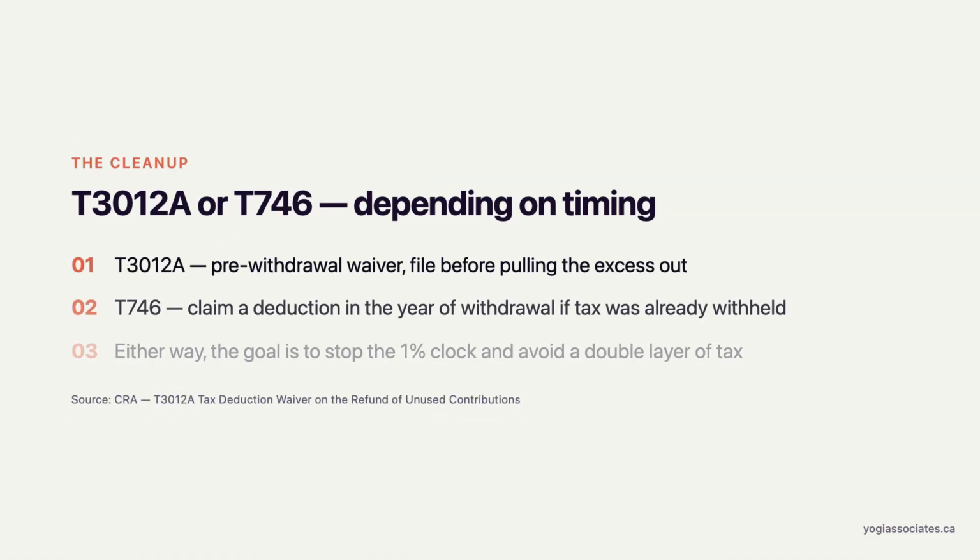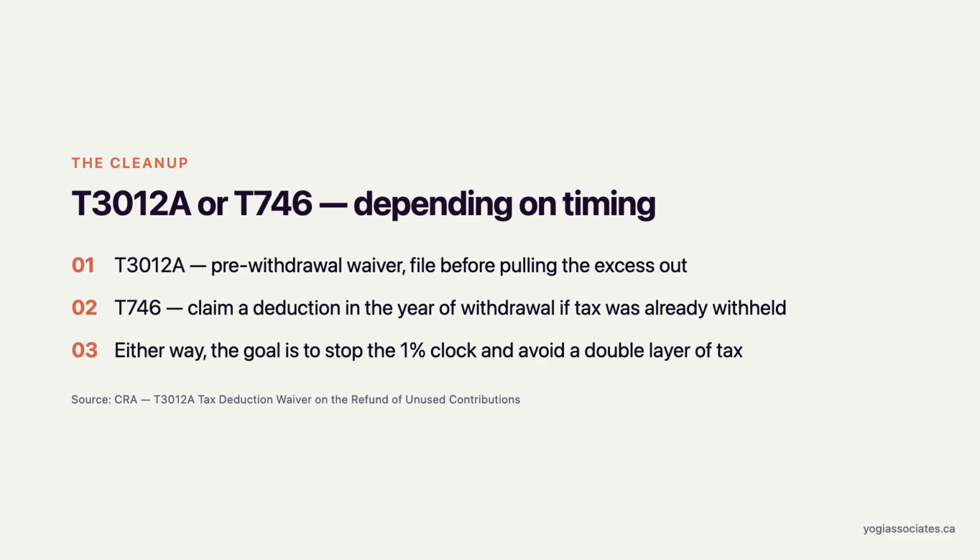Two CRA forms cover the cleanup, and the right one depends on timing. If you catch the overcontribution before withdrawing, file Form T3012A. It asks CRA to certify in advance that the withdrawal is an excess refund and shouldn't have withholding tax taken off. Send it in, wait for the certified copy, take it to your RRSP issuer, and the refund comes out clean.